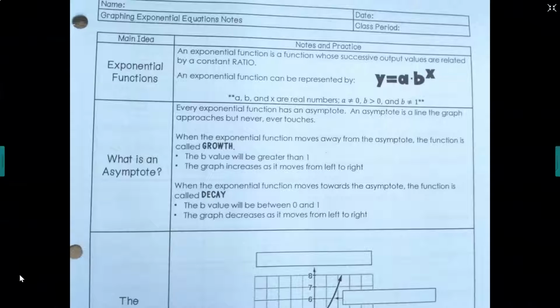This video on the transformation of exponential functions. By the end of this video, you should be able to use technology to graph an exponential function, identify key characteristics from the graph of an exponential function, and describe the transformations from the parent graph of an exponential equation.